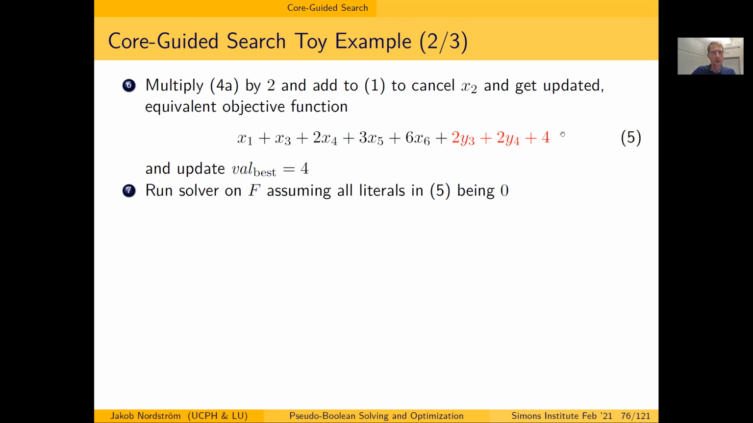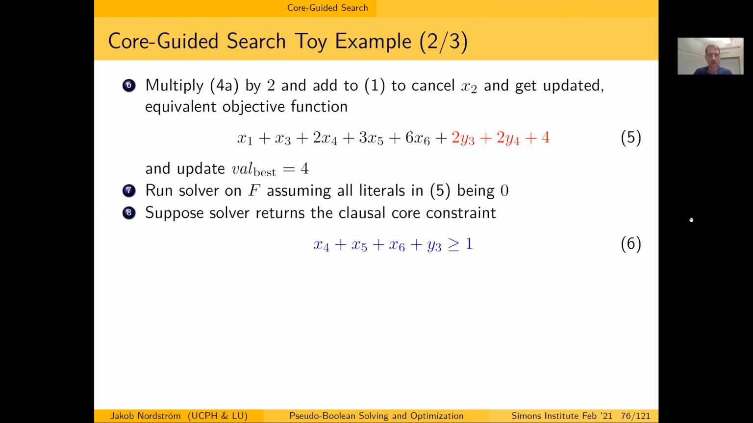Good. So now I run the solver again, assuming all literals in the updated objective function to be 0. So I assume x1, x3, x4, x5, and x6 to 0. Note that x2 canceled and is no longer around. In addition, I assume y3 and y4 to 0. Let's run the solver again and see what happens. So it turns out that the solver now returns not a general pseudo-Boolean constraint, it just returns a clause. And that will happen a fair amount of the time. You'll just get a clause back in here.